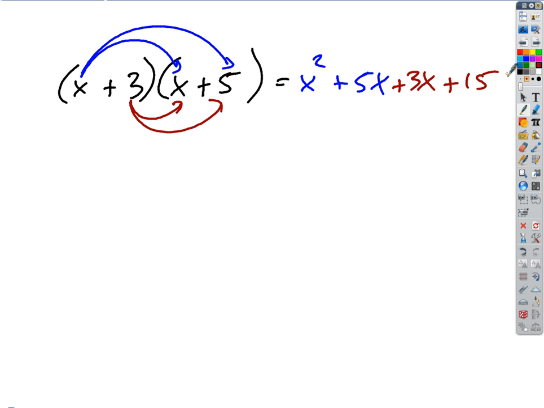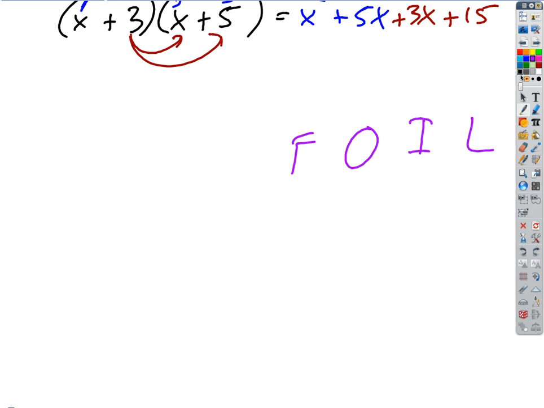Now that really is just foiling, right? If you guys are familiar with the term foiling, what does that mean? Well, F stands for, if I'm looking at these two factors, first term times first term. So the product of the first terms would be x times x is x squared. O is outside terms, or outer terms. So that's an outer term and that's an outer term, right? So x times 5 would be my 5x. I, remember, is inside or inner terms. So did everybody see those are the inside terms? 3 times x is 3x. And then last is just last from the first factor times last from the second factor. So there's my 15. Same thing, right? No big deal. And we get the answer when we do that, after we simplify.